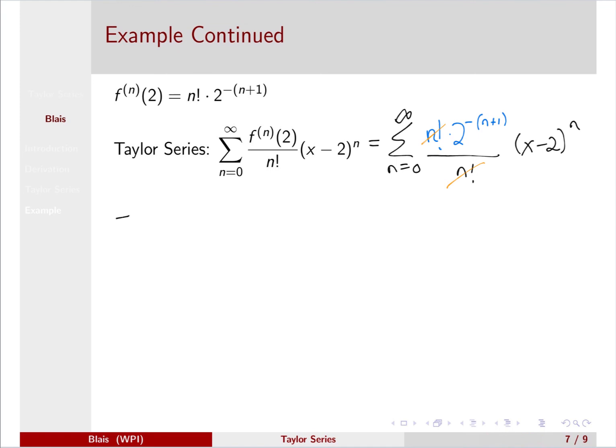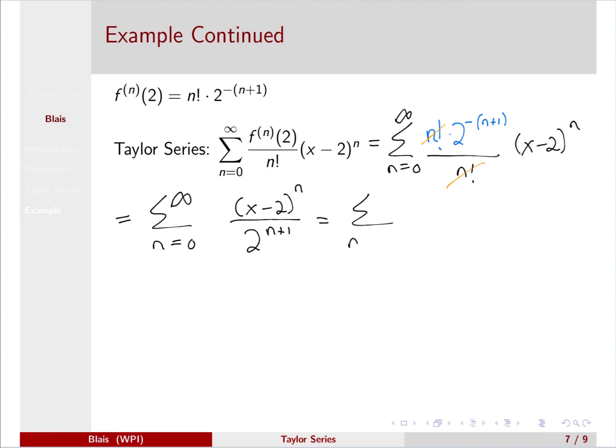We can thus write this sum n going from 0 to infinity. That 2 to the negative quantity n plus 1 we can bring to the denominator as 2 to the n plus 1. In the numerator, we have x minus 2 to the n. We can clean this up a bit more.